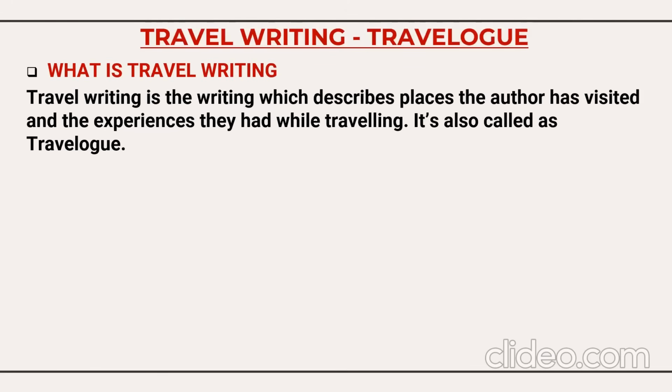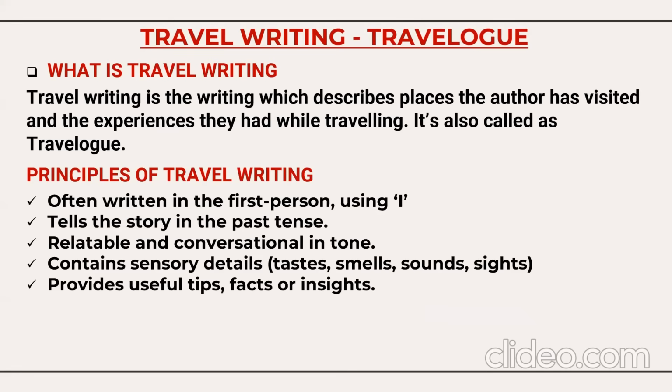Now, the next section, question number 6 in Unit 2, Section B, you have travel writing. What's the meaning of travel writing? Travel writing is writing which describes places the author has visited and the experiences they had while traveling. It's also called a travelogue. So what are the principles of travel writing?